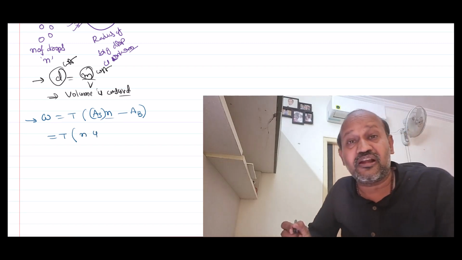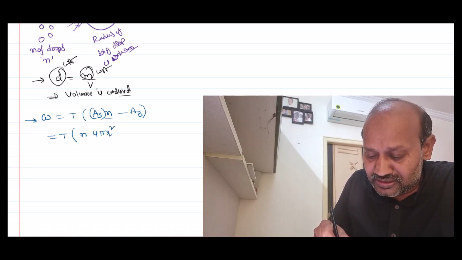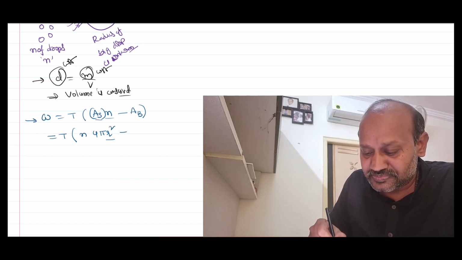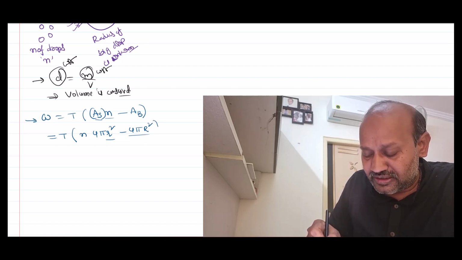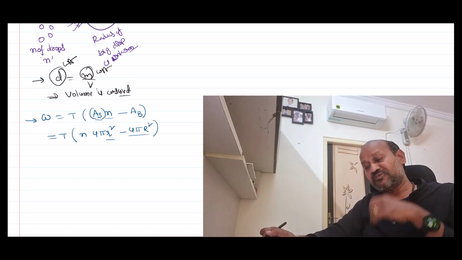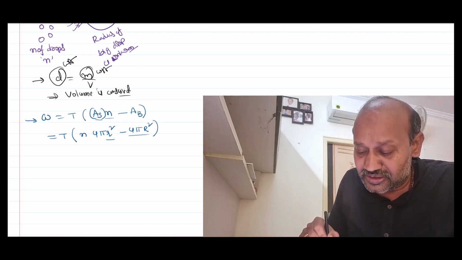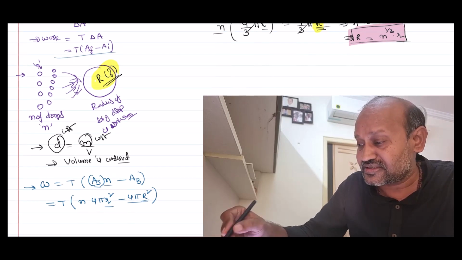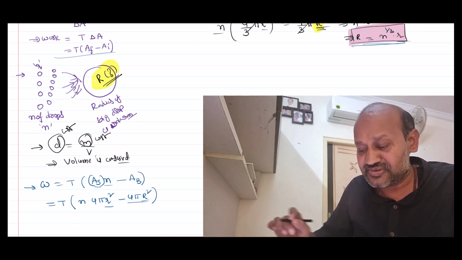Area of a spherical drop: the drop is spherical, so its area is equal to 4 pi r square. I have written small r because we are handling small drops, minus area of the big drop. It's only one drop, and surface area of the drop is 4 pi capital R square. Here, as I told you, I don't know the capital R, but I have already found a relation for the capital R in the previous case. Here it is: capital R equal to n power 1 by 3 into small r. Now I can use that relation.